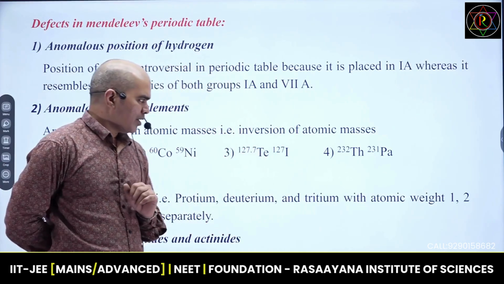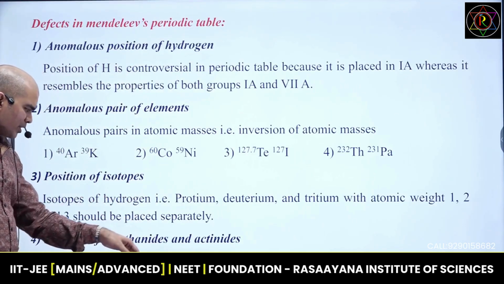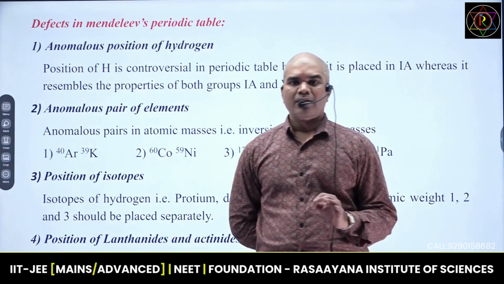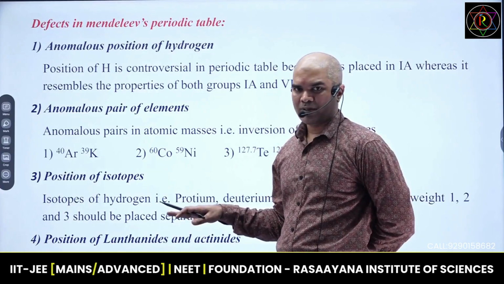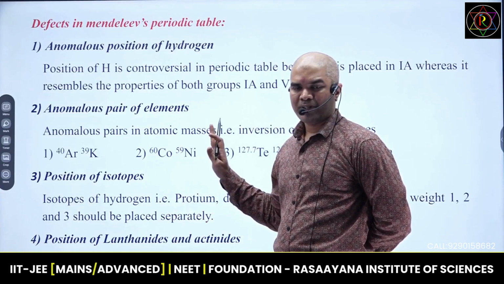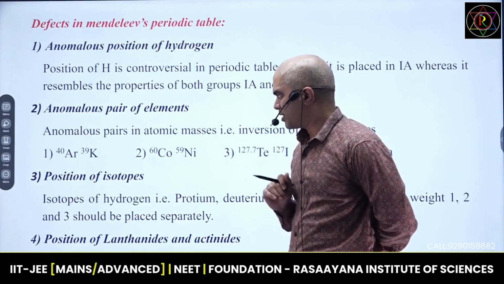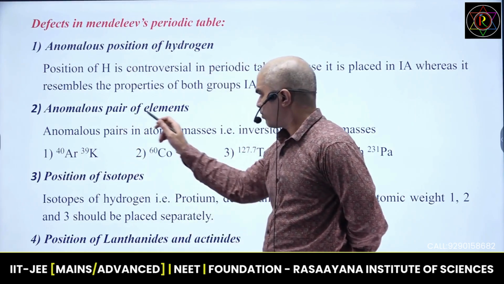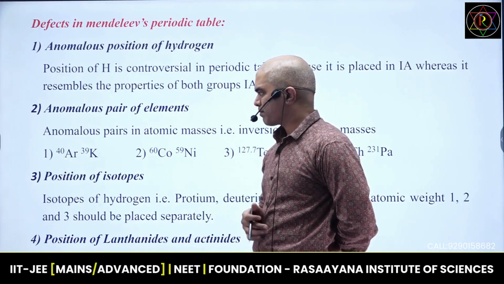So these are the important limitations, or maybe you can call them defects. The last defect that you can see is there is no proper position for lanthanides and actinides. There was no proper position given. In the modern periodic table, we will see them in the bottom portion, but no proper position was given for lanthanides and actinides. They were just included into the table. Okay, so these are the important limitations. Out of all these limitations, the most important one is anomalous pairs of elements. This is important from the examination point of view.